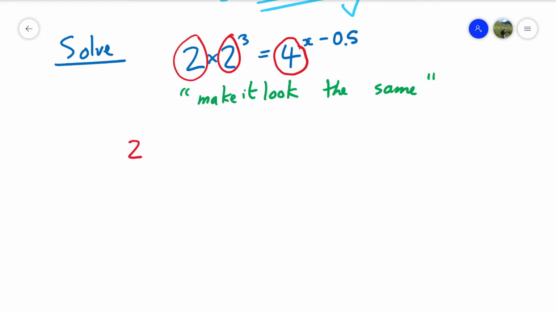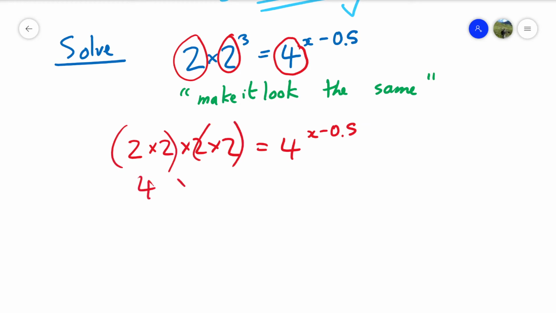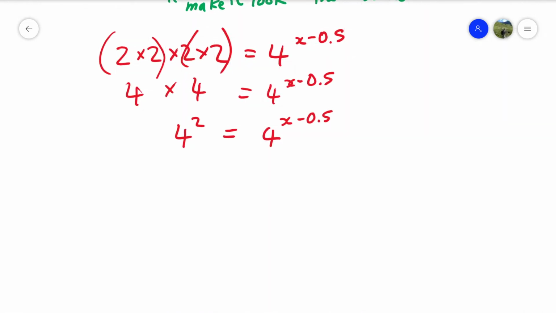The left-hand side is 2 times 2 times 2 times 2, because 2 cubed is 2 times 2 times 2. Oh, wait a sec. What's 2 times 2? It's 4. 4 times 4 is 4 to the x minus 0.5. So 4 squared is 4 to the x minus 0.5. So now we can do it by inspection. And we can say 2 must be equal to x minus 0.5.